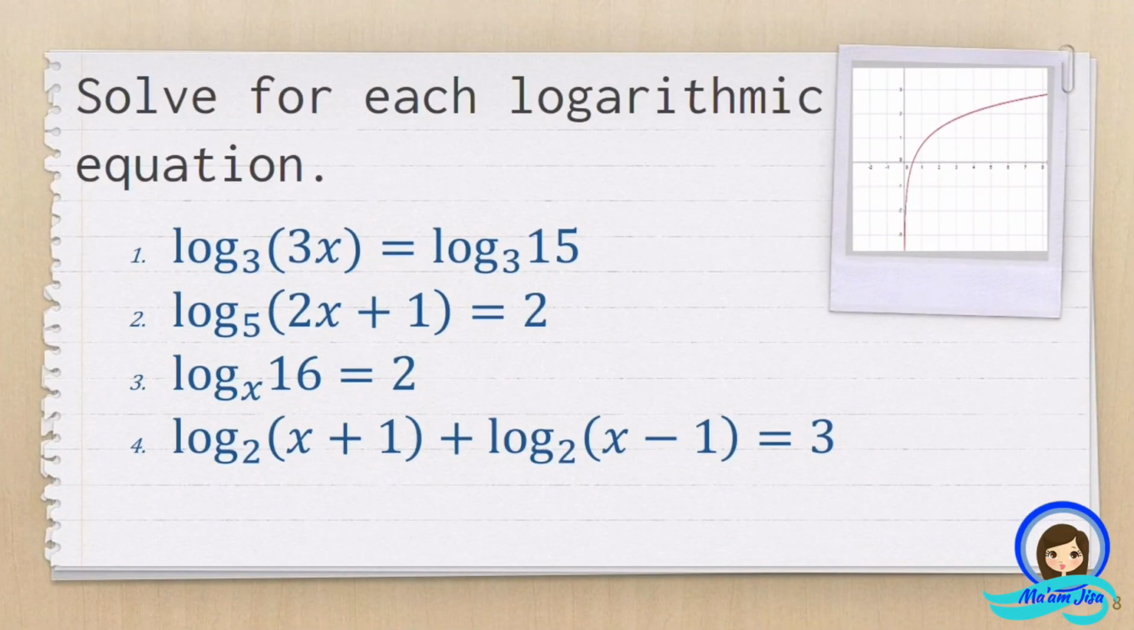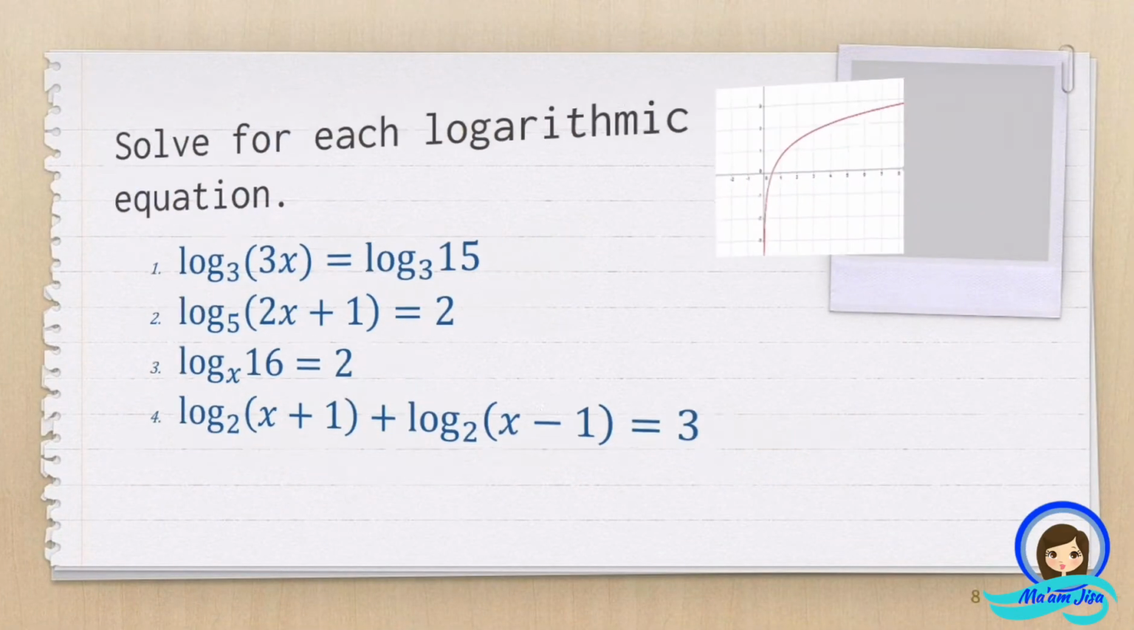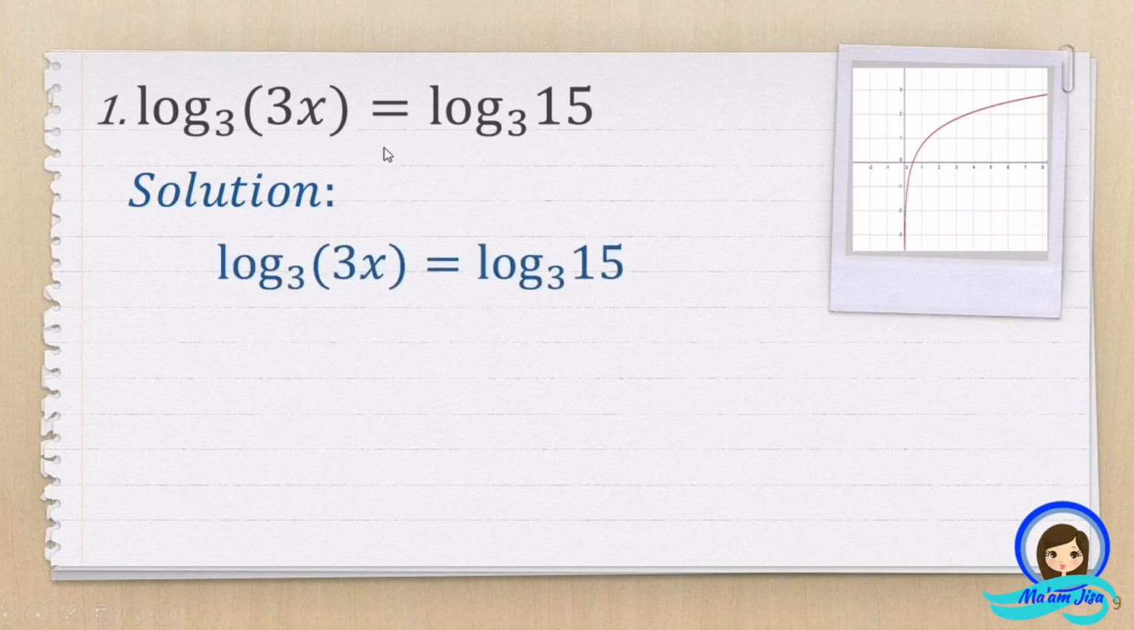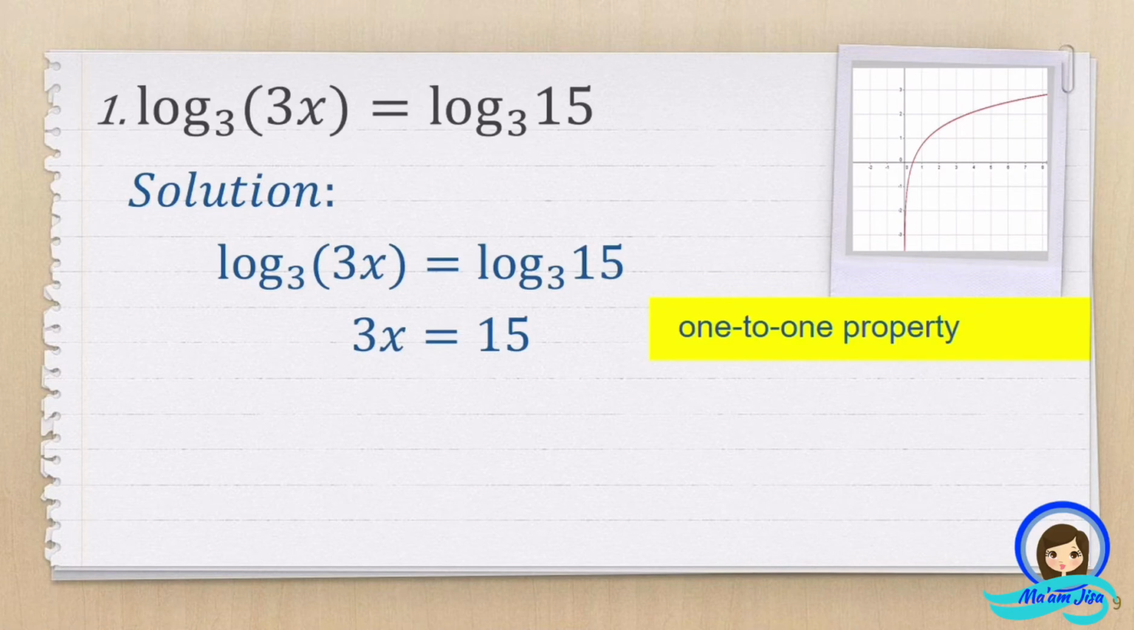Solve for each logarithmic equation. Number 1. Logarithm of quantity 3x to the base 3 equals logarithm of 15 to the base 3. To solve this one, take note that the two expressions have the same bases. So, in that case, we can apply the one-to-one property. We cancel logarithm to the base 3 and then just equate directly 3x equals 15.